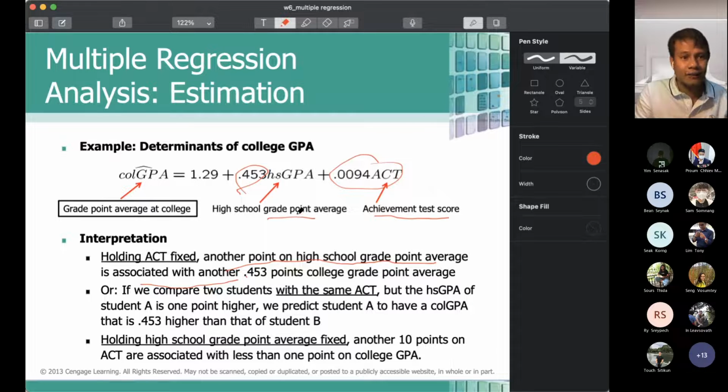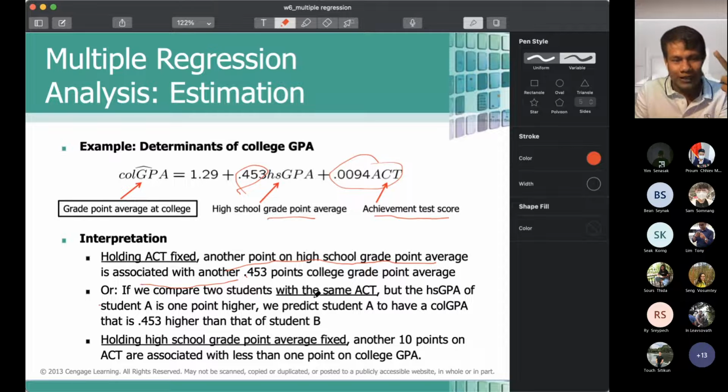In other words, in an easier way of interpretation, if we compare two students with the same ACT, you see, when we include ACT here, we mean that we control it. We want to hold it fixed. Or in other words, if we compare two students with the same ACT, with the same achievement test score, but the high school GPA of student A is 1 point higher, we predict that student A has a college GPA that is 0.453 higher than that of student B.